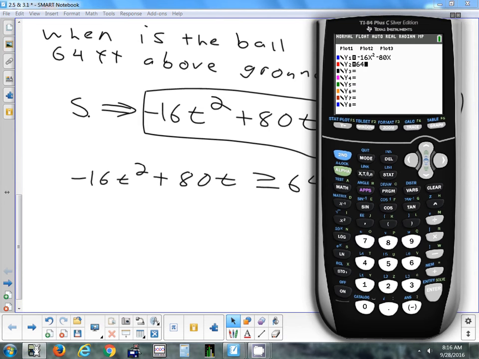Now, let's check our window, make sure we've got values that make sense. So x is time. What kind of values make sense for time here? Yep, positives. After a certain point, though, the object is going to be back on the ground. We don't know when it's going to hit the ground, but we don't want to look at anything that's below the ground. So your y min should really be 0. Your y max is how high the object is going to go. We don't know how high it's going to go at this point, but let's just guess it goes 80 feet high, and if the parabola goes off the screen, we'll just adjust it.